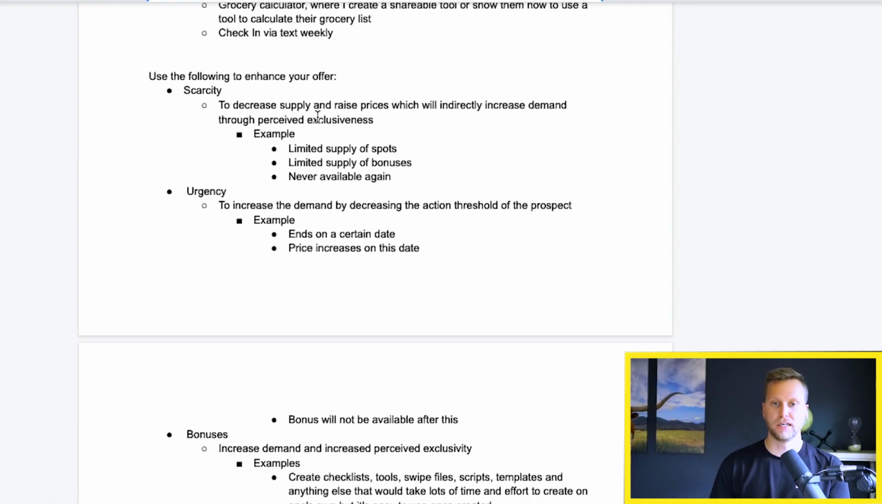Now, let's talk about ways that you can enhance your offer. There's usually a couple ways that you can do it, but the main ones are scarcity, urgency, bonuses, and guarantees. Okay, so let's talk about scarcity. What you want to do with scarcity is you want to decrease the supply and raise the prices, which will indirectly increase the demand through the perceived exclusiveness. So an example would be limited supply of spots, limited supply of bonuses, or the offer may never happen again.